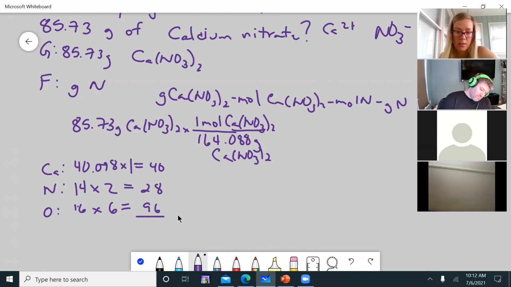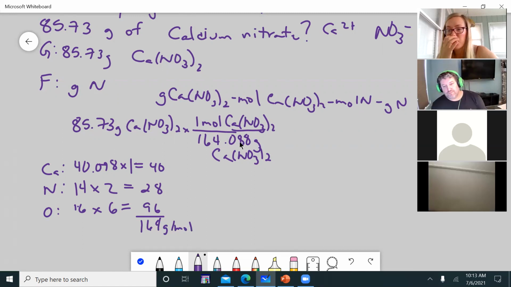Let me just make sure the internet is right. Yeah, 164 grams per mole. There's an extra decimal or 2 in there, which is probably coming from this calcium mass. Does that make sense where that number came from? Put in the wrong element.